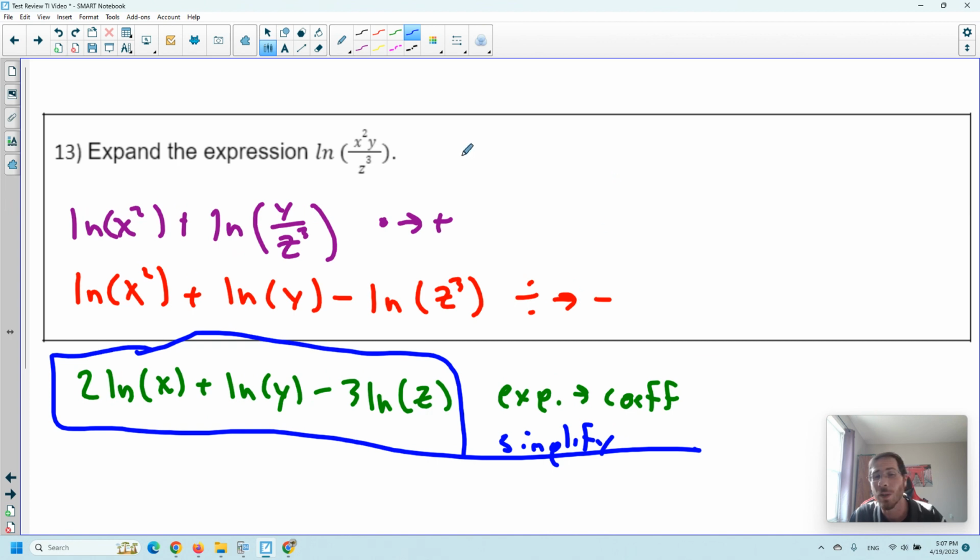Again, not really much we can do. I guess if you really wanted to pick numbers for x, y, and z and try those in the calculator, you could, but I think that's a little bit more work than is worth it.